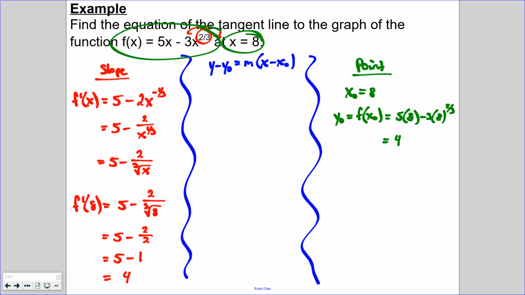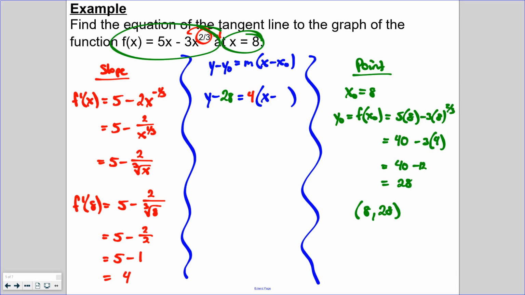40 minus 3 times 4. And let's see, this is going to be 40 minus 12, which is going to be 28. So that means we're going to be dealing with the point 8 comma 28. And let's go ahead and plug in everything we know. So we're going to have y minus, we just found out that y sub 0 is 28, is equal to, we know the slope is going to be 4, and that's times x minus x sub 0 is 8.